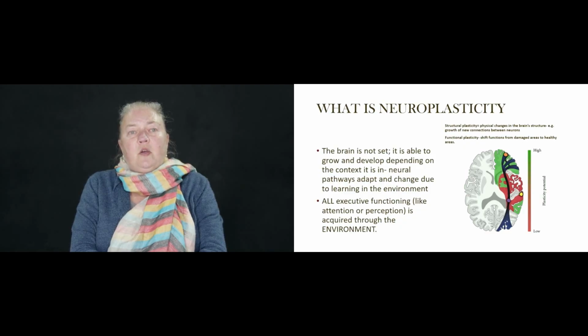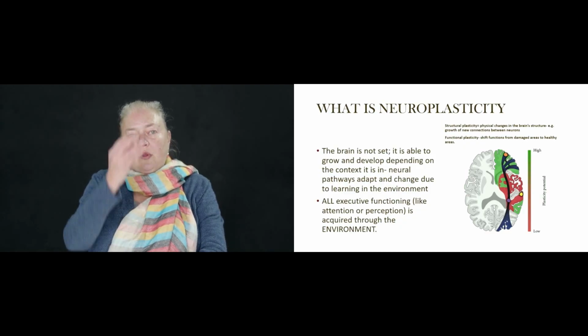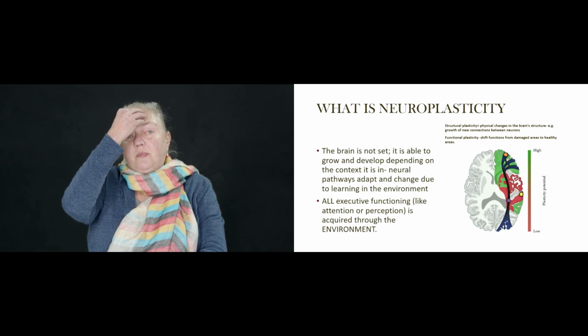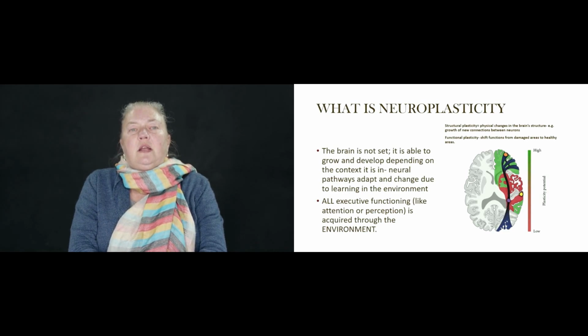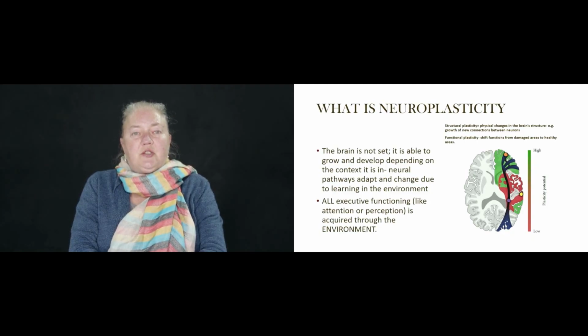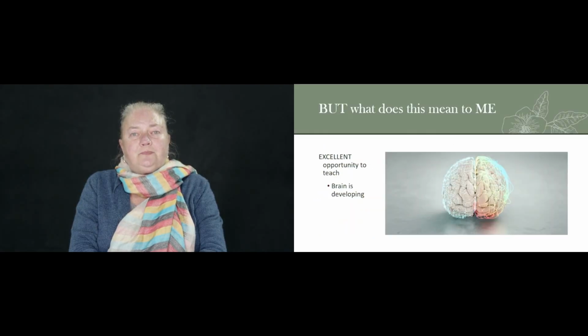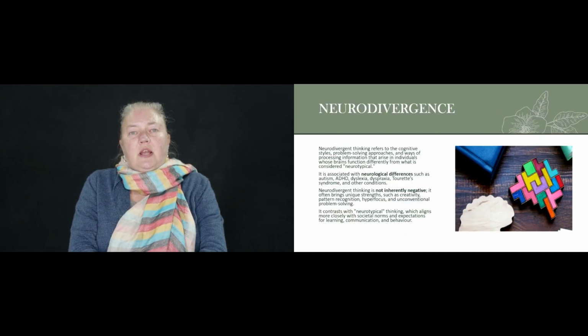All executive functioning, that is all the functioning that is in the front cortex of your brain, is acquired during development through the environment. So you're not born with that, okay? So the ability to perceive, to inhibit, to judge is all developed as you grow in your environment. What does this mean about the brain? It means that the brain is developing always, and it's an excellent opportunity to teach.